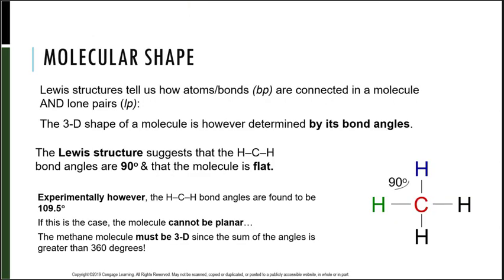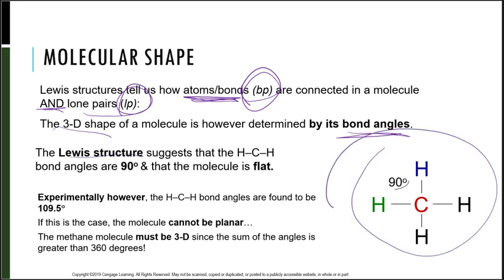How do we get to that shape? Well, Lewis structures tell us, again, how many atoms and bonds there are, bonding pairs, connected in a molecule, and the lone pairs. The 3D shape is determined by its bond angle, so simply by how many atoms are attached to it. Let's look at the Lewis structure of CH4 right here.